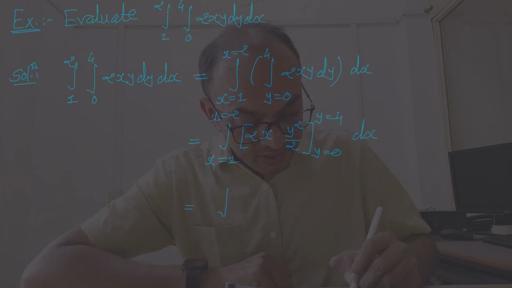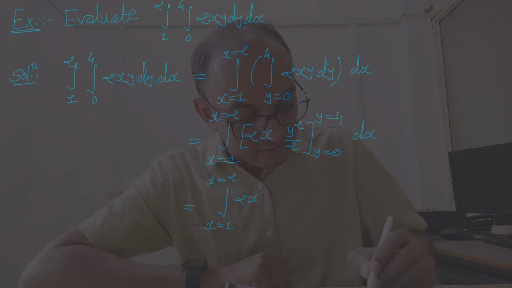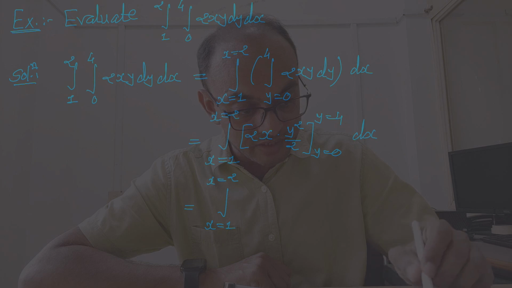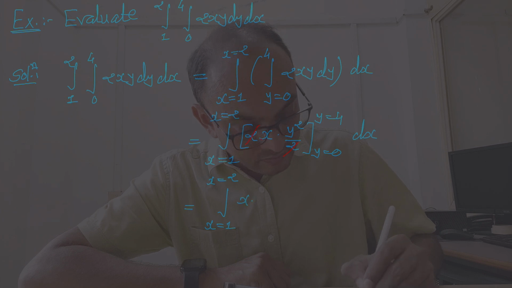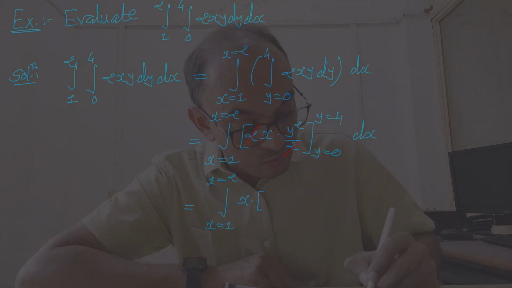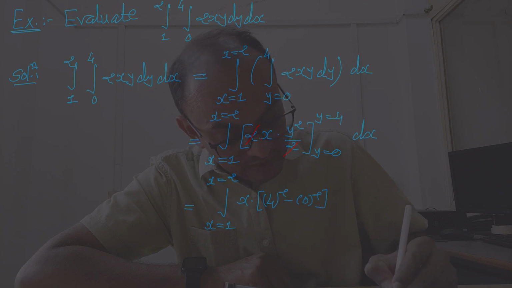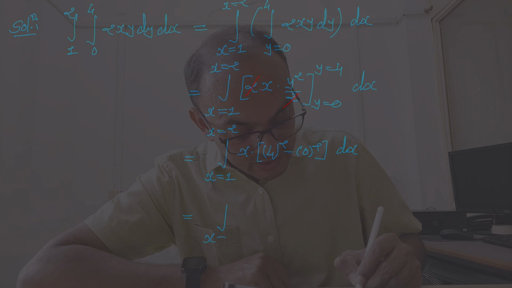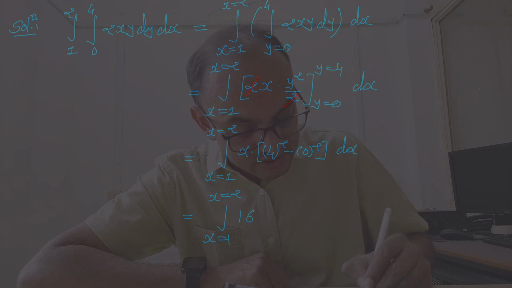This is equal to the integration from x equals 1 to x equals 2 of 2x. Here you can cancel out 2 and 2, so let me write only x multiplied by y square. But here what is the limit of y? y equals 4 to y equals 0. So this is 4 square minus 0 square, dx, which is equal to the integration from x equals 1 to x equals 2 of 4 square, that is 16, minus 0. So this is 16x dx.